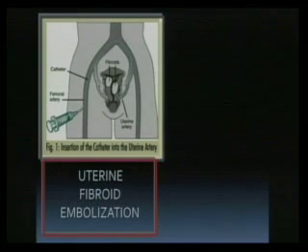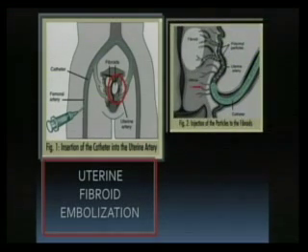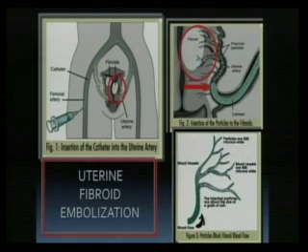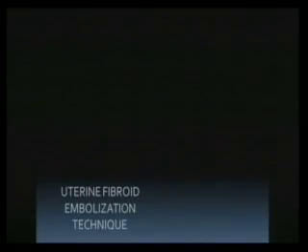So schematically, this is how we do it. We puncture in the groin, go into the aorta, and then selectively go into the internal iliac artery, and then selectively into the uterine artery. Then we inject contrast and find the fibroid blood supply, and put the catheter selectively there. Once your catheter is selectively in the fibroid supply, you shower them with particles.